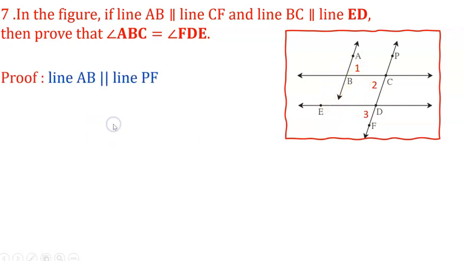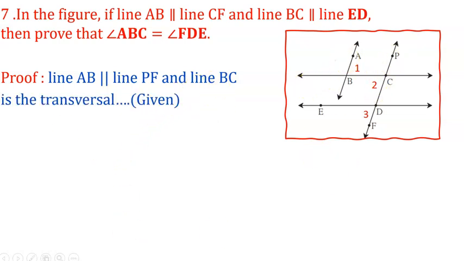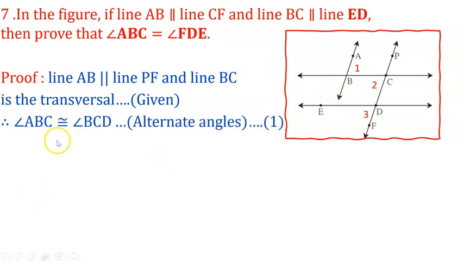But step by step, see this here. Line AB is parallel to line CF, and the line BC is a transversal. Therefore, angle ABC is congruent to angle BCD. These are the alternate angles, angle 1 and 2. Next, line BC is parallel to line DE. Now see this here, BC is parallel to DE.